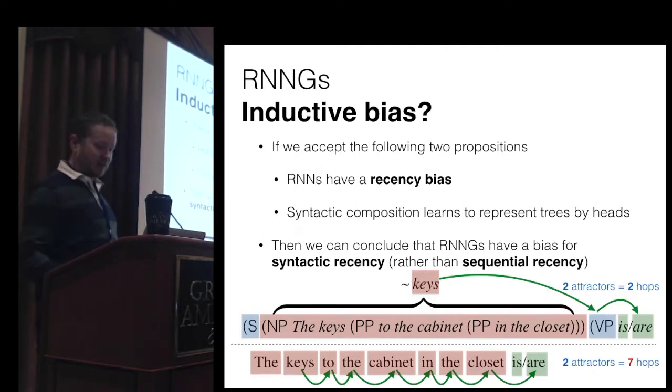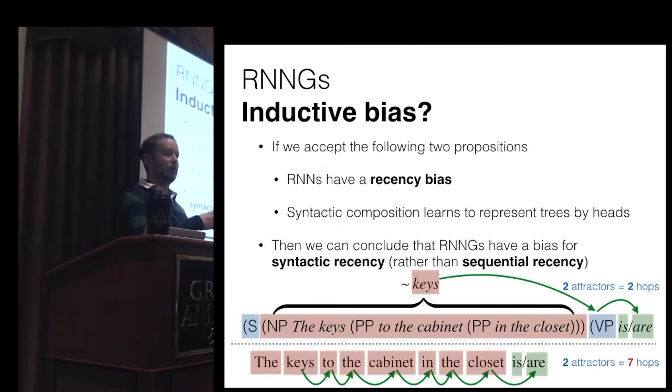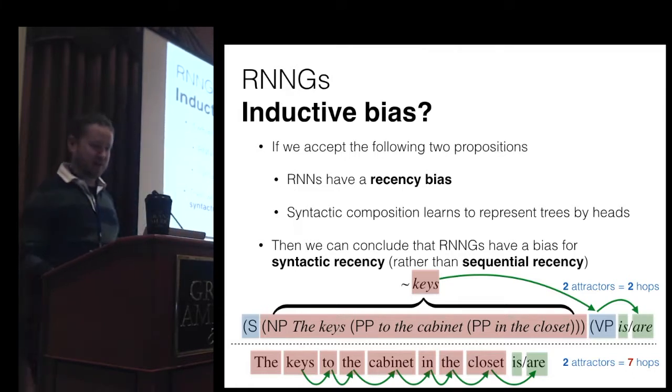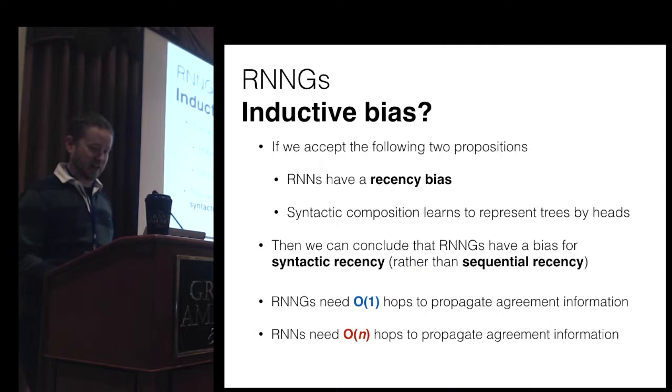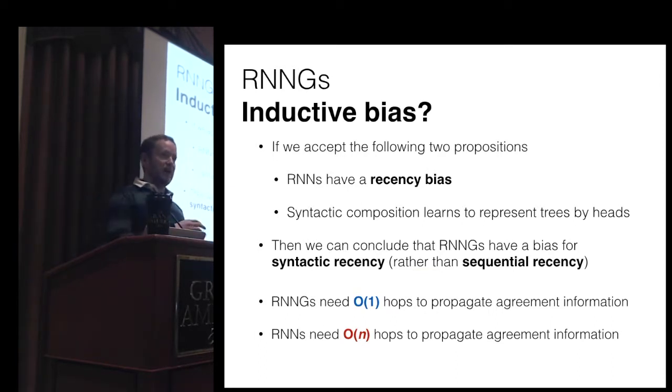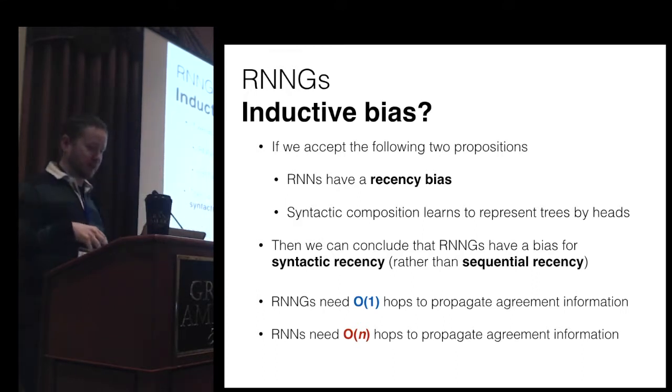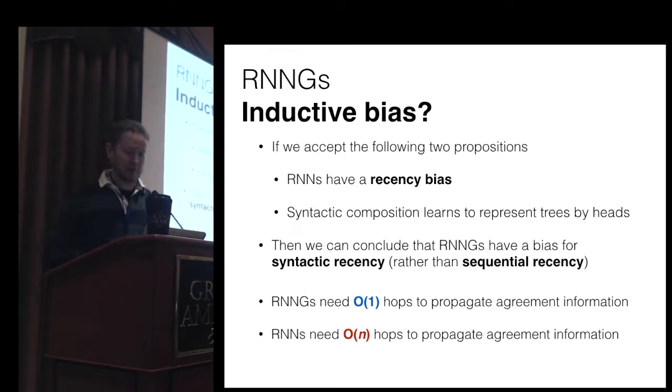As things get bigger, we stick with two hops always in the RNNG case, and we keep growing linearly in the regular RNN case. So basically, RNNGs need a constant number of hops to know what to predict, whereas RNNs need a linear number. So I think this is a better bias.